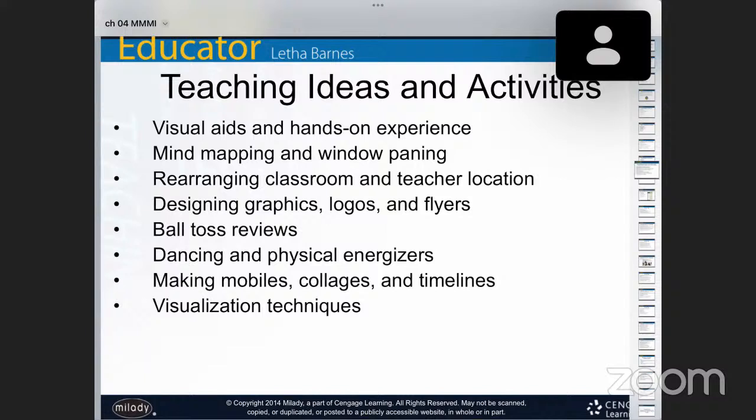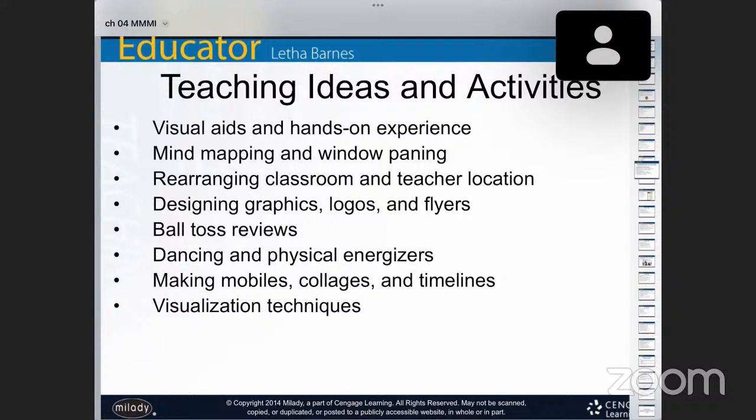Mind mapping, I would take the number 300 and everything that goes along with 300, and put it on the board. Rearranging the classroom, teacher location, they may change their seat. They may take a couple of desks and move them around. They want to be in your view. Designing graphics, logos, flyers, ball toss review. So we get in a circle and toss the ball. I think we may do that next week as a review.